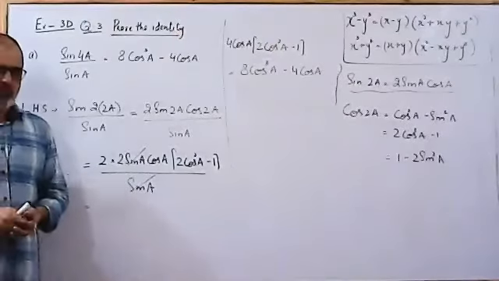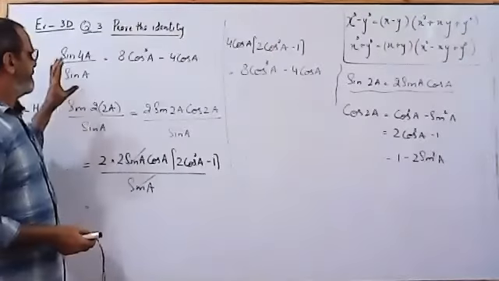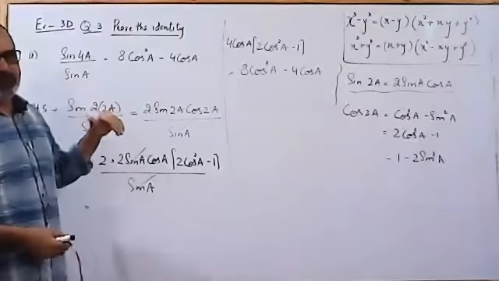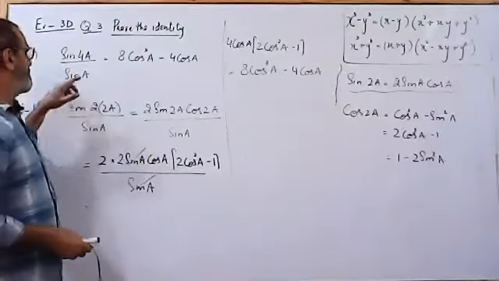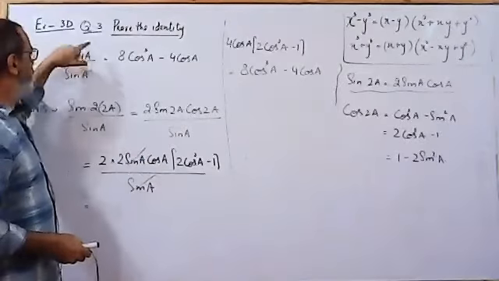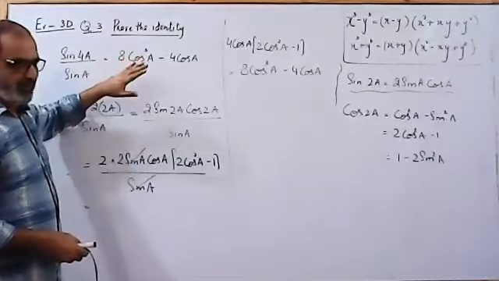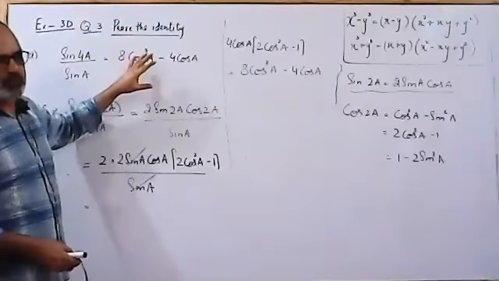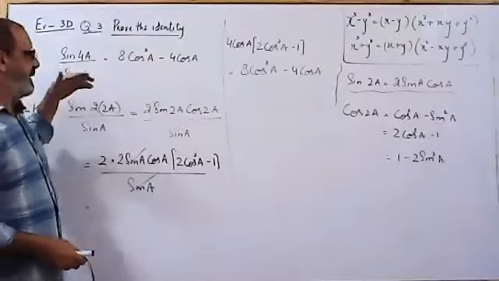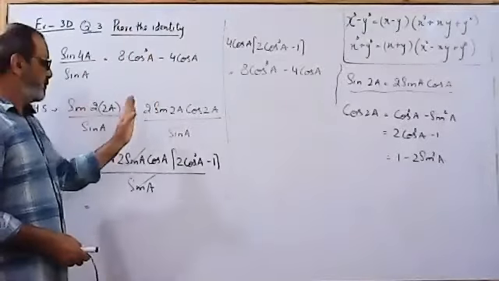Whenever you have to prove an identity, you have to decide in the beginning what your target is. In this case, my target was to change angle 4a into angle a in terms of cosine. So I applied the double angle formula by changing into half angle.